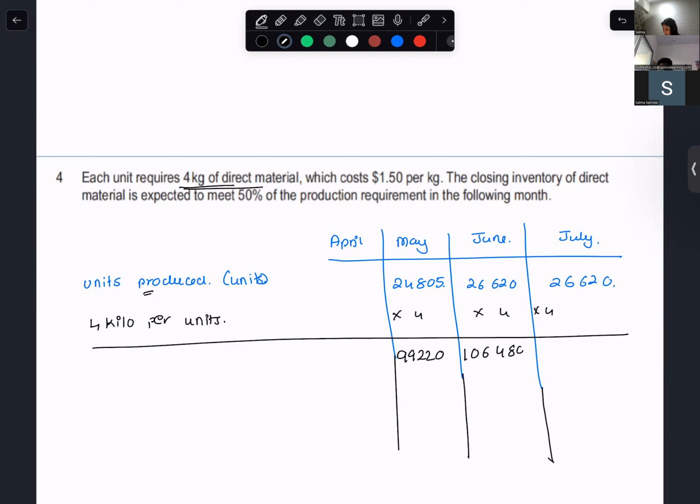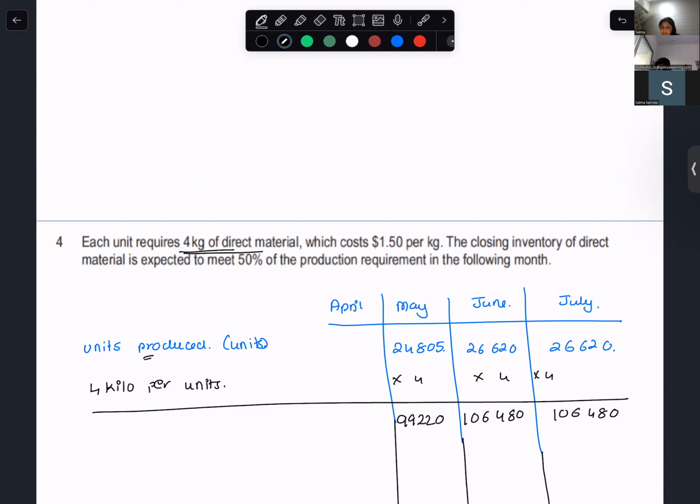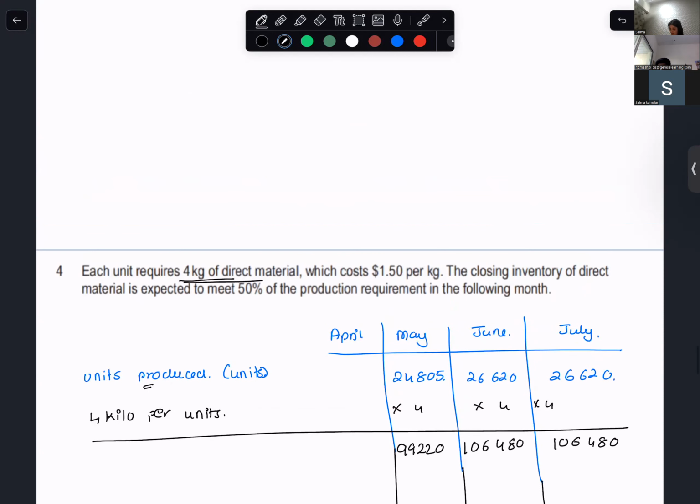Okay, fine. Now, when I am making the purchase budget, what I will purchase? I will purchase for the units that I have to produce. You will add the closing inventory and you will minus the opening inventory. Okay, fine. So come on, let's make the purchase budget.